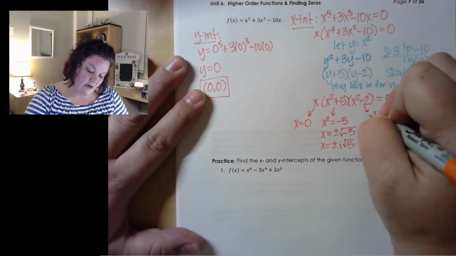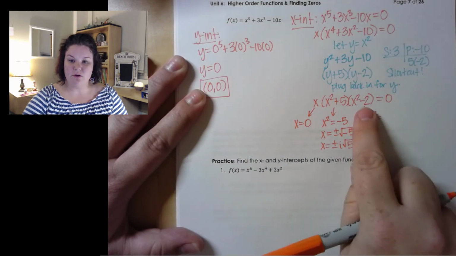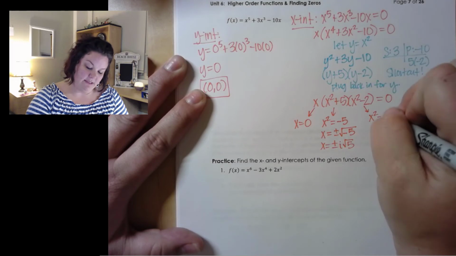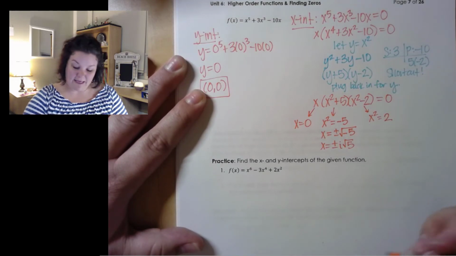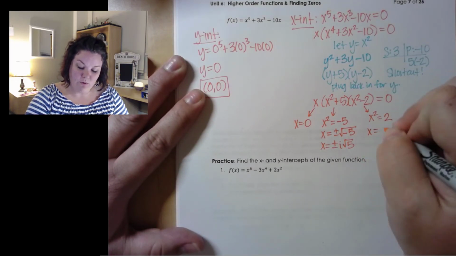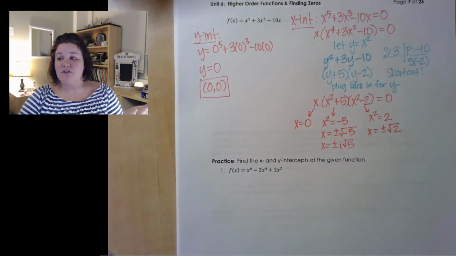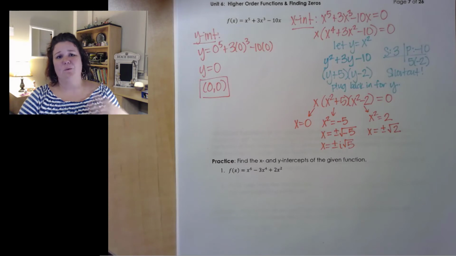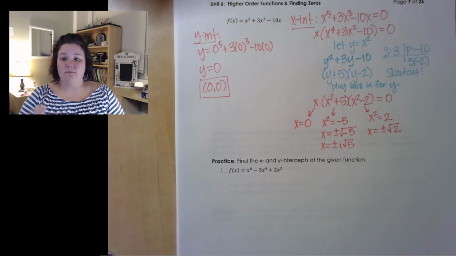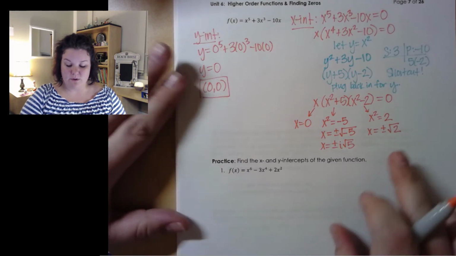So I have x squared is equal to, when I move that 2 across the equal sign, it's going to become positive. And then again, just like the last one, I can solve by taking the square root. Don't forget your plus or minus. And the square root of 2 does not simplify, right? So we're just going to leave it as a square root, okay?